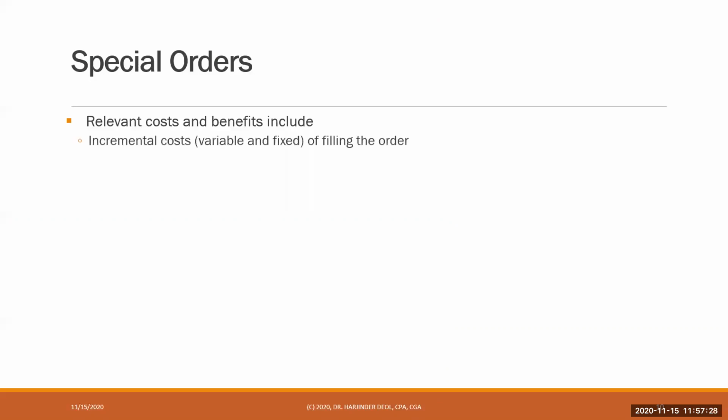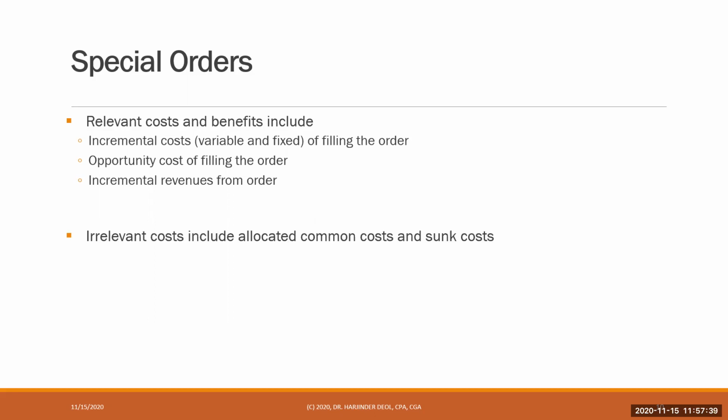Special orders. Now, the decision here is typically, do we accept the special order or not? So the relevant costs and benefits in this case will include the incremental costs of filling the order, the opportunity cost, if any, of filling the order, and the incremental revenues from the order. Once again, the irrelevant costs are any kind of allocated common costs and any kind of sunk costs.